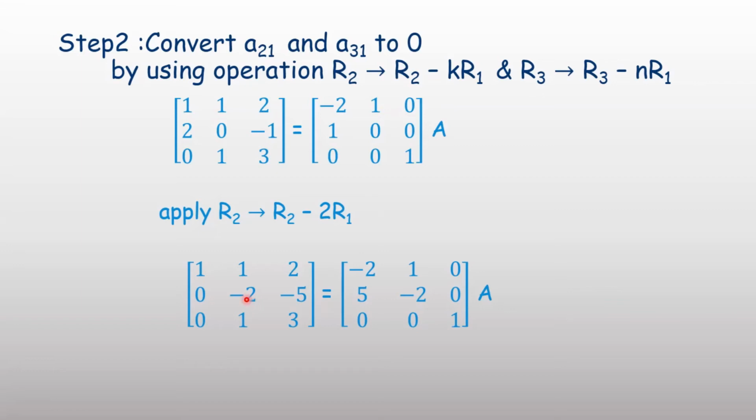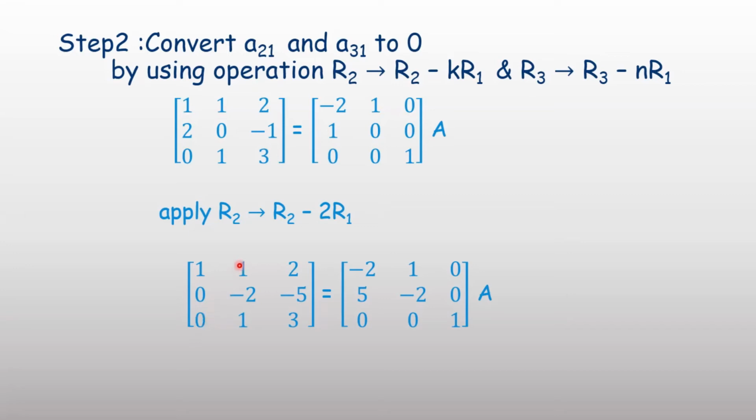Minus 2. R2 minus 2 into R1 means 0 minus 2, minus 2 written. Similarly here again apply: minus 1 minus 2 into 2, minus 5. Minus 5 is here. Similarly the remaining elements of the second row are written using this property. Step second completed, and in the first and second steps one task is over, meaning the first column has first element 1 and the remaining two elements 0.